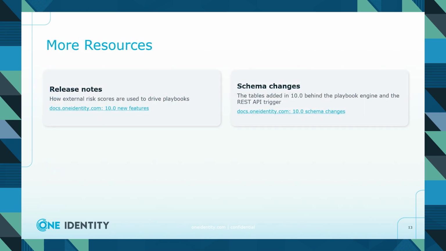If you want to go deeper, the release notes for 10.0 explain how the external risk scores are used and the schema changes. Documentation shows exactly what was added to 10.0, including the tables behind the playbook engine and the REST API trigger. Both links are available on our slide or our support portal.